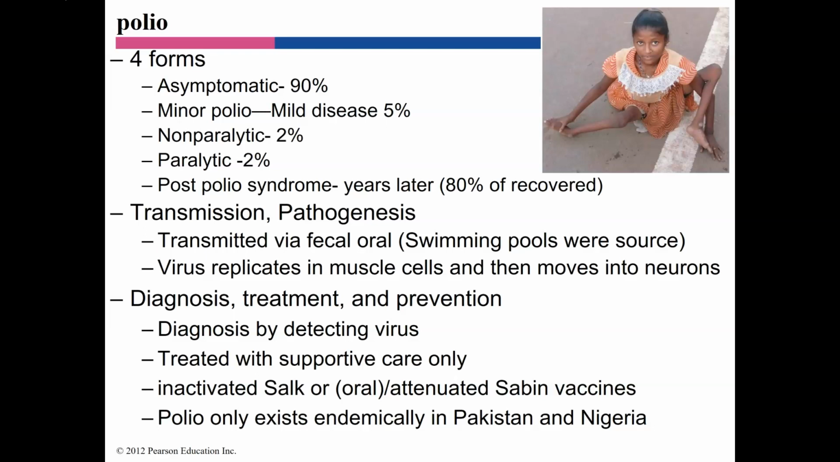Endemically, meaning that it commonly circulates in the population, polio is currently only found in Pakistan and Nigeria. There is some hope to completely eliminate polio from the planet as they did with smallpox, but there is still work to be done for that to happen. It is possible.